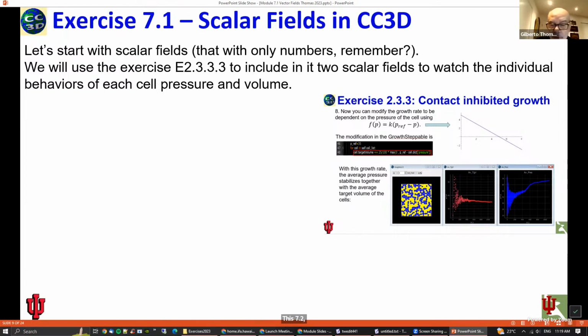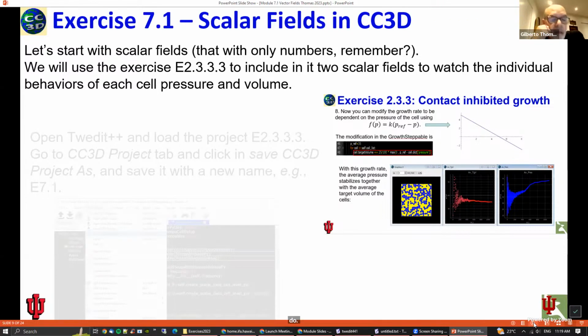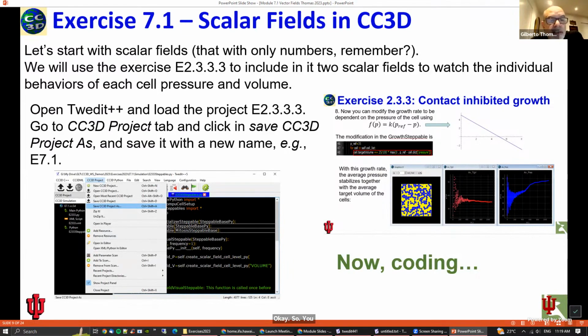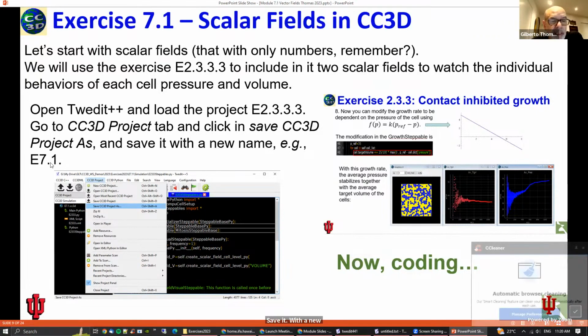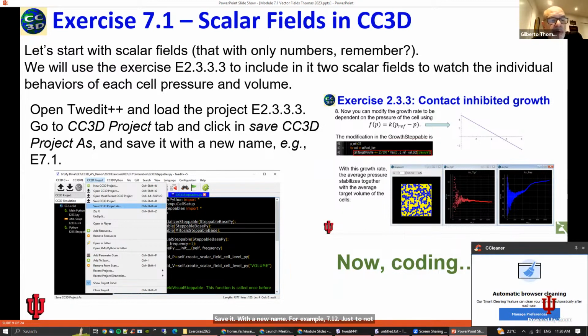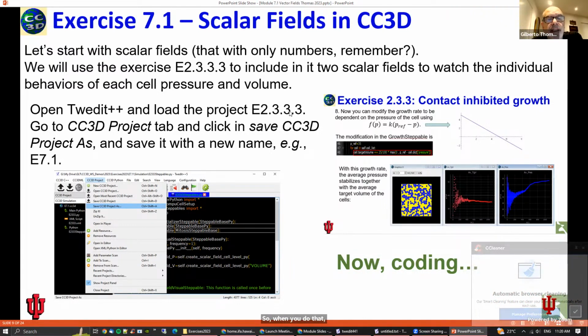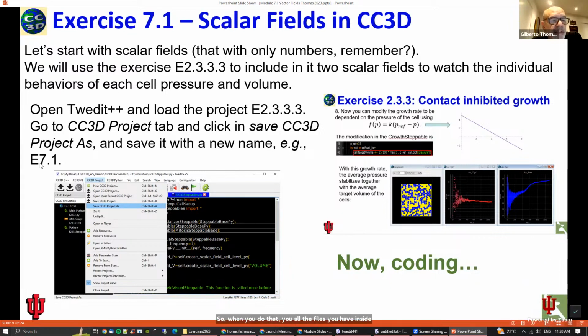But if you this first exercise telling you what to do, okay? So you load that exercise, if you have it, and save it with a new name. For example, 7.1, just to not mess with the existing exercise. So when you do that, all the files you have inside the exercise 2.3.3 are going to be saved as a new project E7.1.